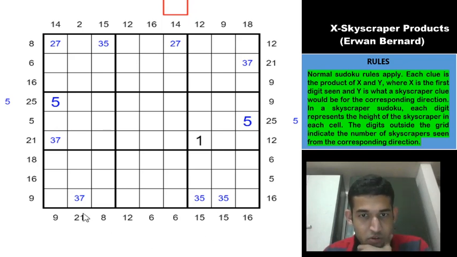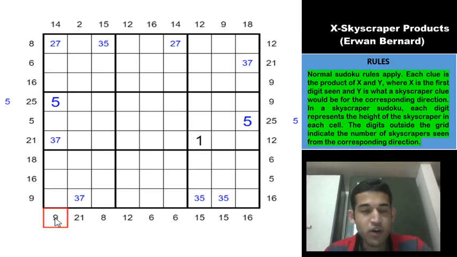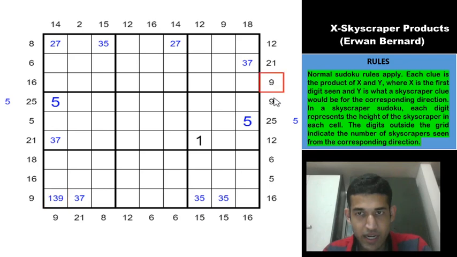Can we resolve any more clues? Okay, 9 clue. Now 9 can either be 1 multiplied by 9 or 3 multiplied by 3. So in either case, it can only be 1, 3 or 9. No other possibility. And let us write all the possibilities for this 9 as well. So it can only be 1, 3, 9, and this can also be 1, 3 and 9.